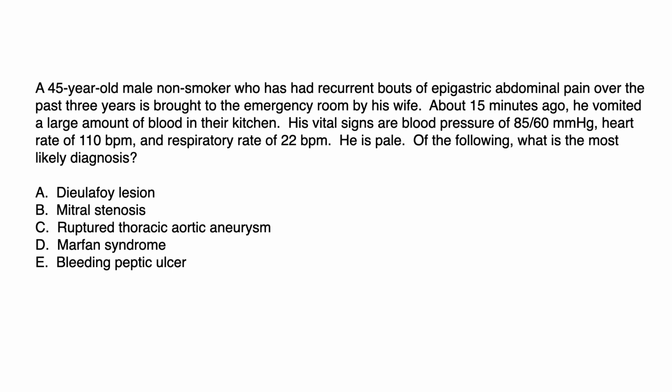Okay, so first question, pause, and then we'll go through it. A 45-year-old male non-smoker who has had recurrent bouts of epigastric abdominal pain over the past 3 years is brought to the emergency room by his wife. About 15 minutes ago, he vomited a large amount of blood in the kitchen. His vital signs are blood pressure of 85 over 60 millimeters mercury, heart rate of 110 beats per minute, and respiratory rate of 22 breaths per minute. He is pale. Which of the following is the most likely diagnosis? It would be a bleeding peptic ulcer.